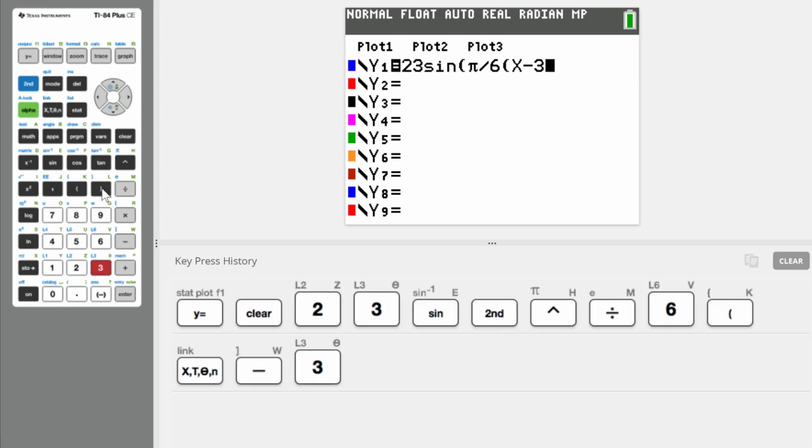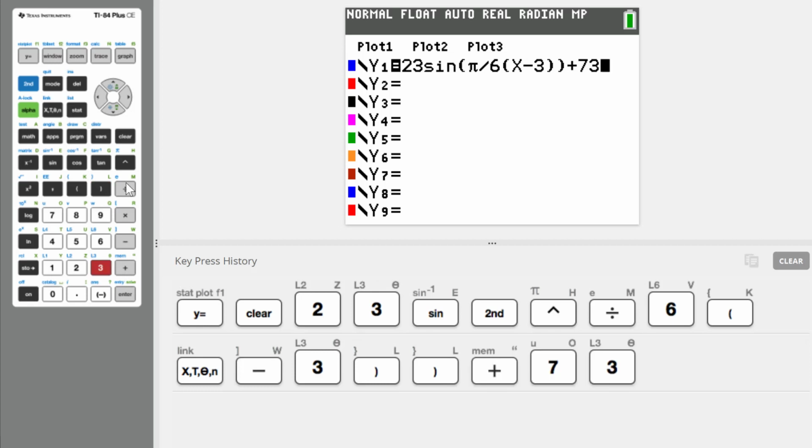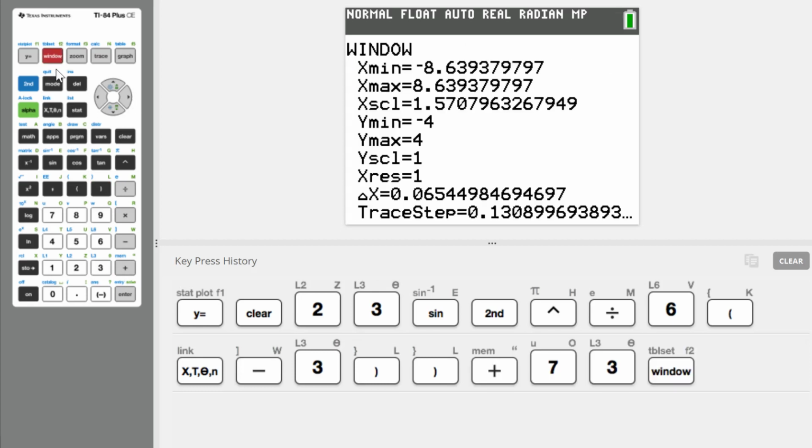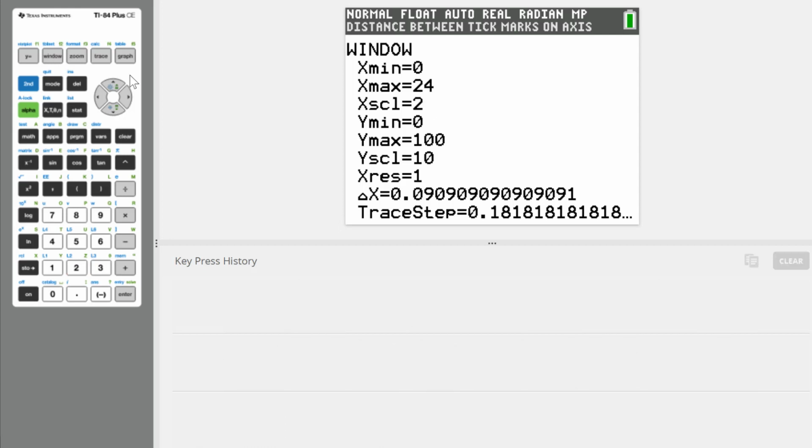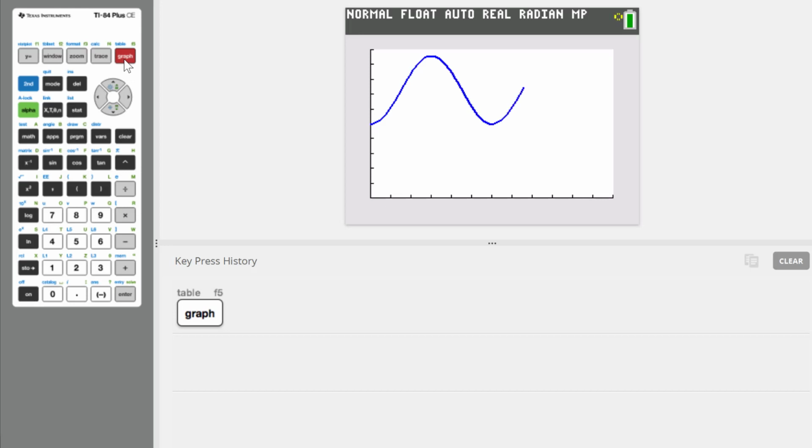Be careful here, I need to close the x minus 3, and then I need to close the sine function with the parentheses. And now that I've got my equation typed in, I can go to the window area and put in the numbers we decided upon. 0, 24, and 2 for the x numbers. 0, 110 for the y numbers. And then hit graph. And the calculator draws us a graph of this particular function.